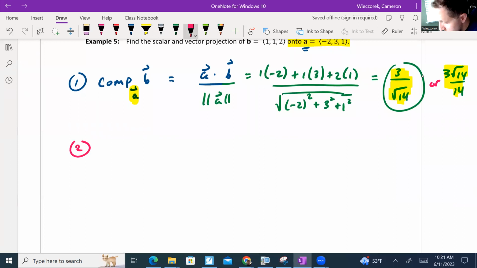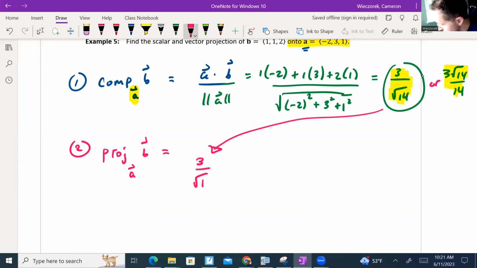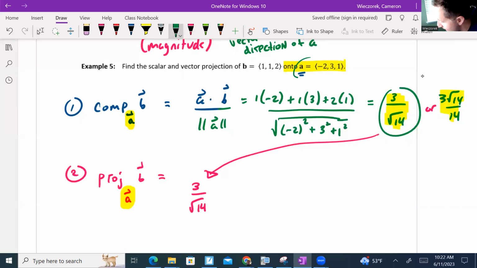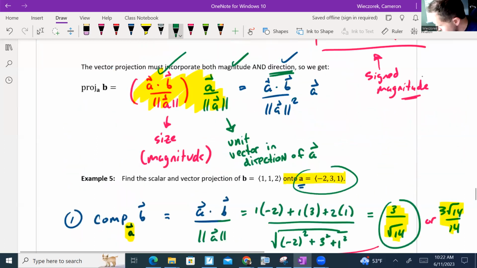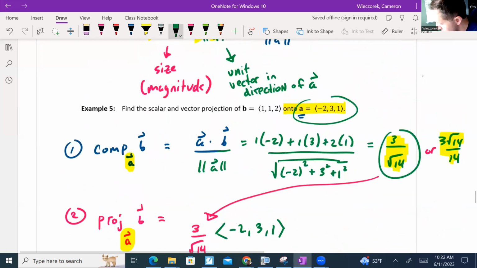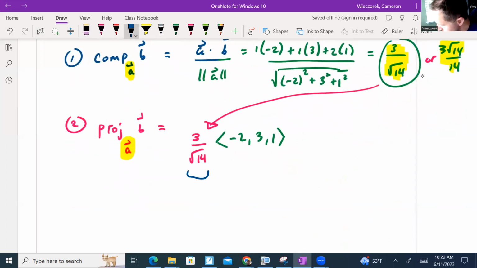Okay, now, next step, I want to know what is the vector projection of B onto A. So this one has to be a vector. Well, it's going to be the size of the projection, which we just found, 3 over rad 14. And it has to move in the direction of the vector that we're projecting onto. We're taking B and pushing it as a shadow onto A. So this has to move in the same direction as A. Might move in the same direction, might move in the opposite direction. In this case, it's going to move in the same direction since this was positive. So all I'm going to do is distribute. You could leave it like this if you want. I'm going to distribute. So I get -6 over rad 14.